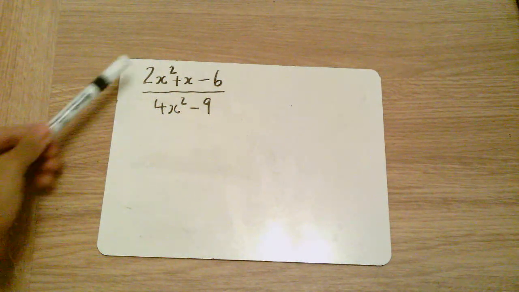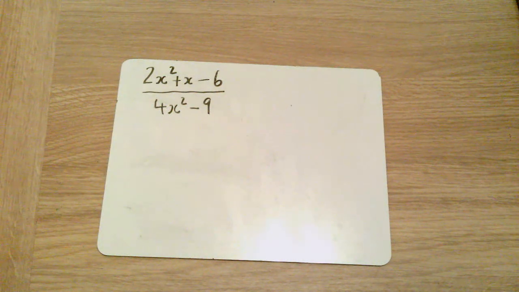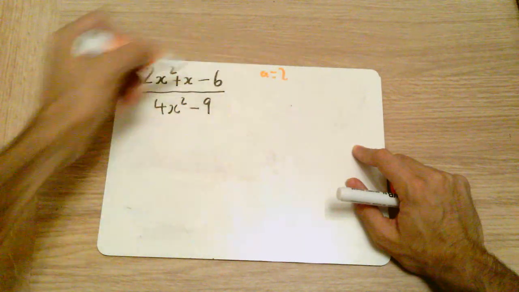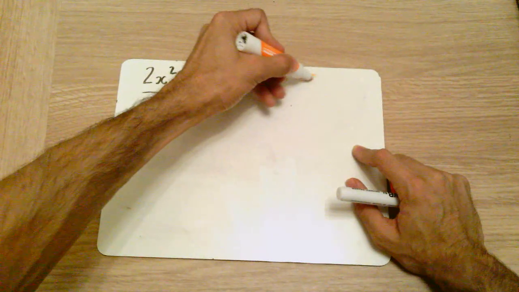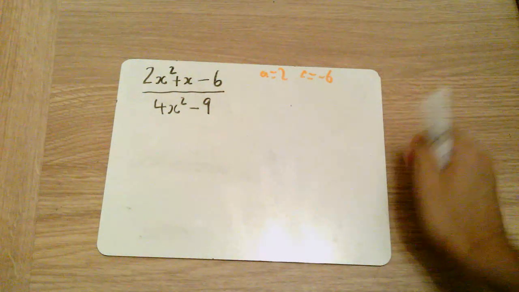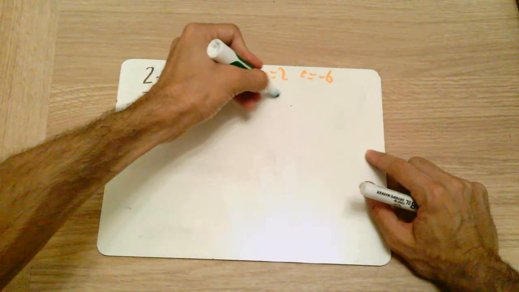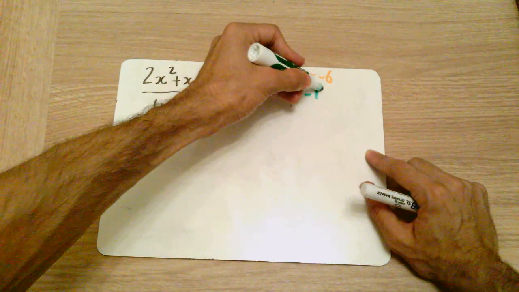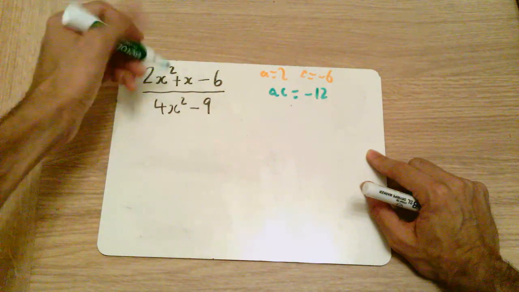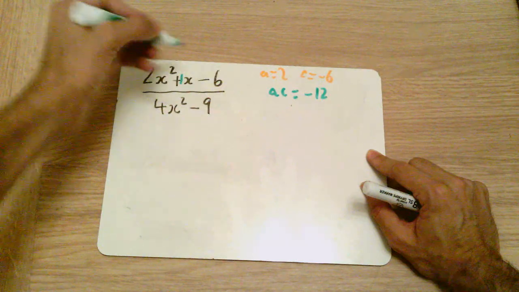We have over here 2x squared plus x minus 6, and we've seen for this the AC method. In this case, a is equal to 2 and c is equal to minus 6. So the AC method for this is equal to minus 12. Now we need two numbers that multiply with minus 12 and add to make plus 1.